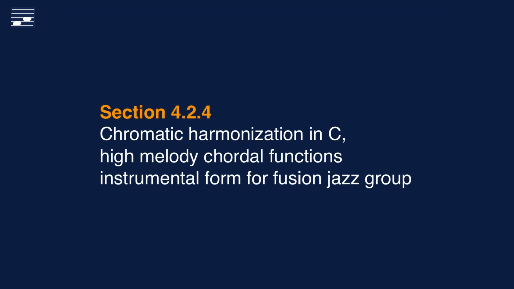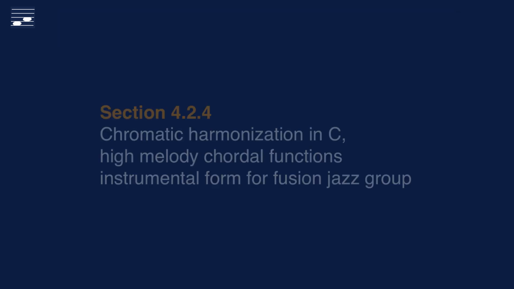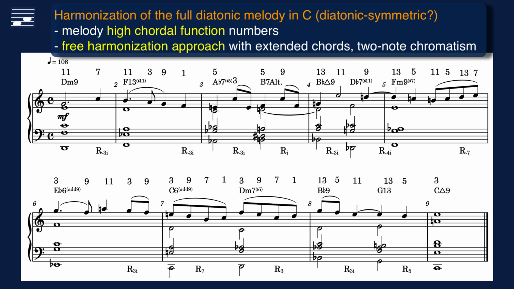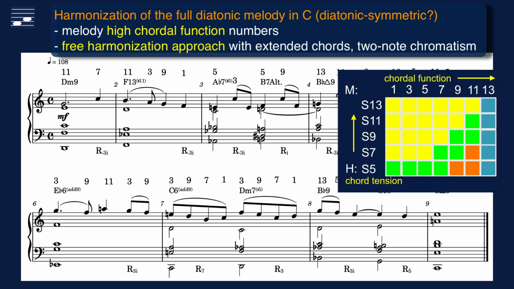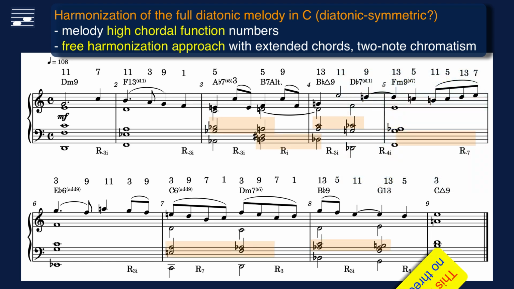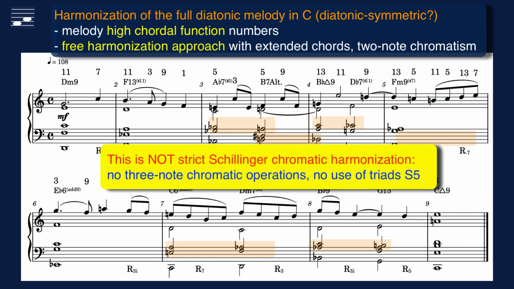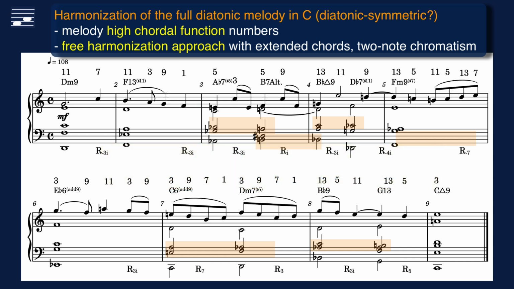The next chromatic harmonization example in C major uses higher melody chordal functions. The approach is based on the selection of appropriate extended chords that support the melody tension range. This yields two-note chromatic operations, not in accordance with the strict Schillinger technique. It is reminiscent of the diatonic symmetric system of harmony. The musical idiom is contemporary, with most liberal voice leading and dissonance handling. This string of extended chords with alterations is set for a small fusion jazz group.